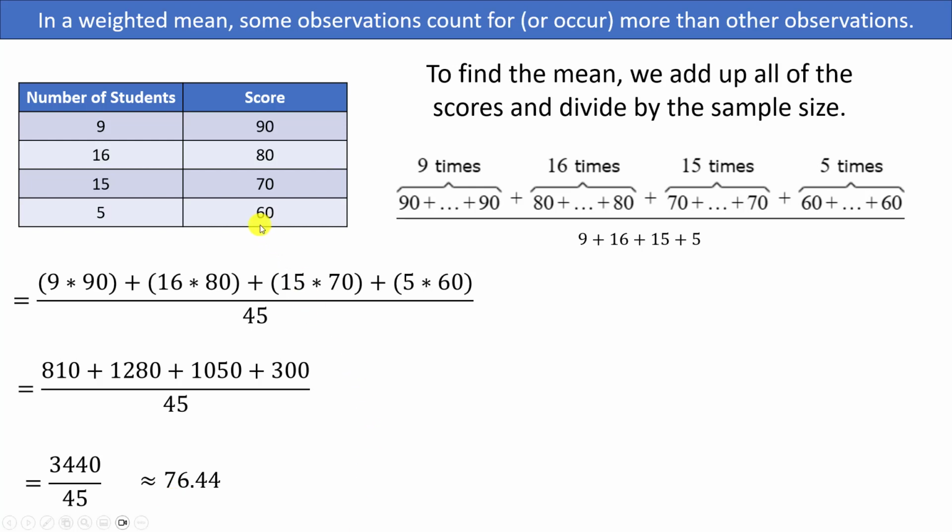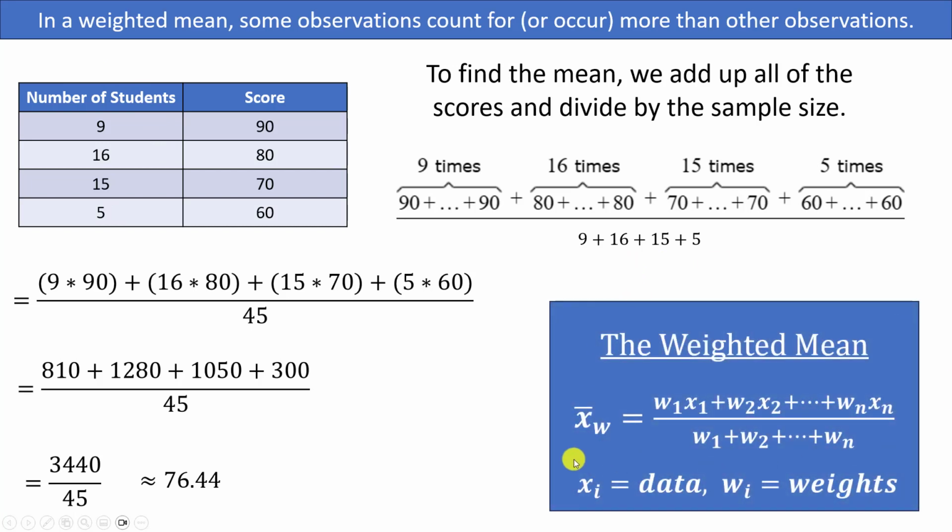In this example, we were trying to find the mean score of a student, and score was weighted based on the number of students that had each score. To find the weighted mean, we took each weight multiplied by the corresponding score and added them all together and divided by the sum of the weights. In formula form, that looks something like this.